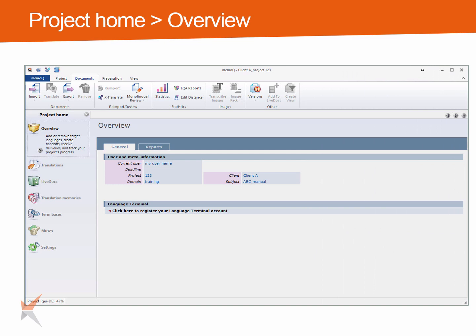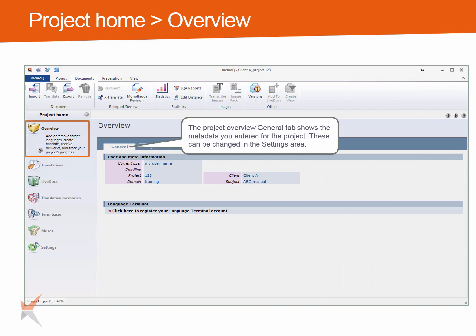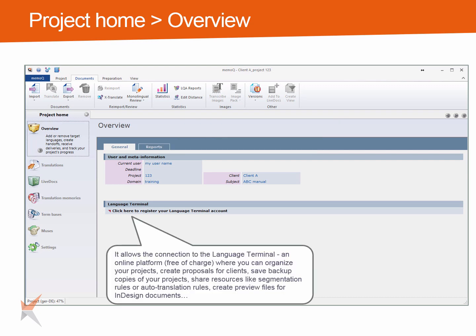Let us take a look at the different options you have within a project. The overview area shows the general meta information that was entered during project setup or later in the settings area. It allows the connection to the language terminal, an online platform free of charge, where you can organize your projects, create proposals for clients, save backup copies of your projects, share resources like segmentation rules or auto-translation rules, create preview files for InDesign documents, and so on.